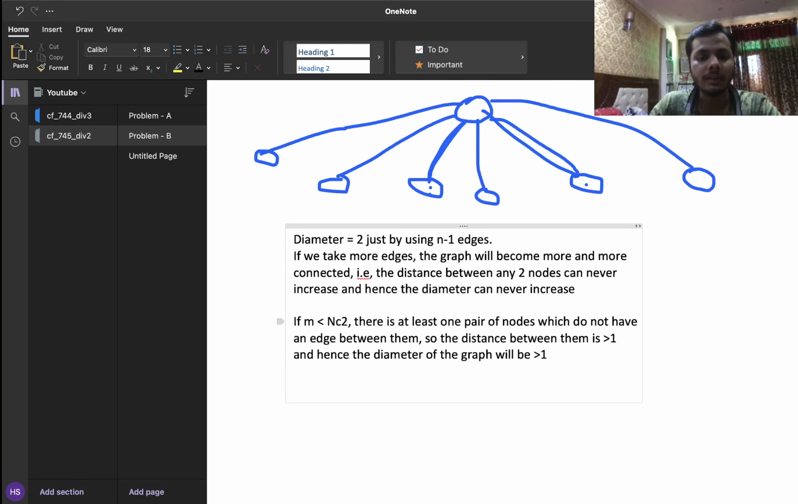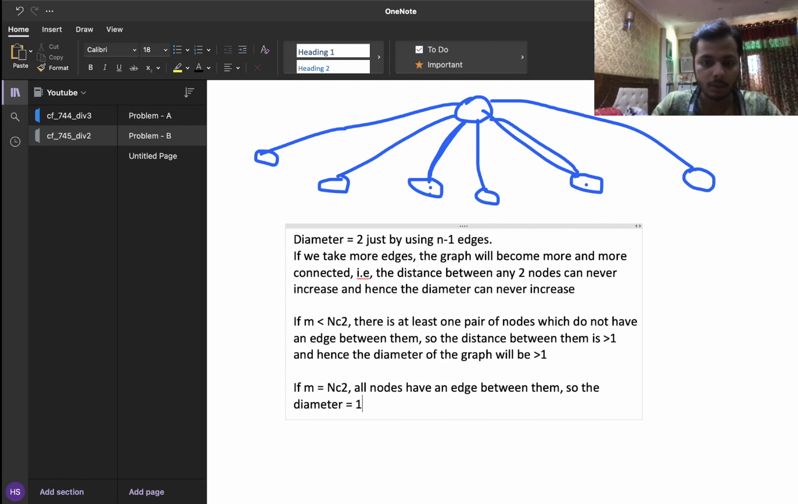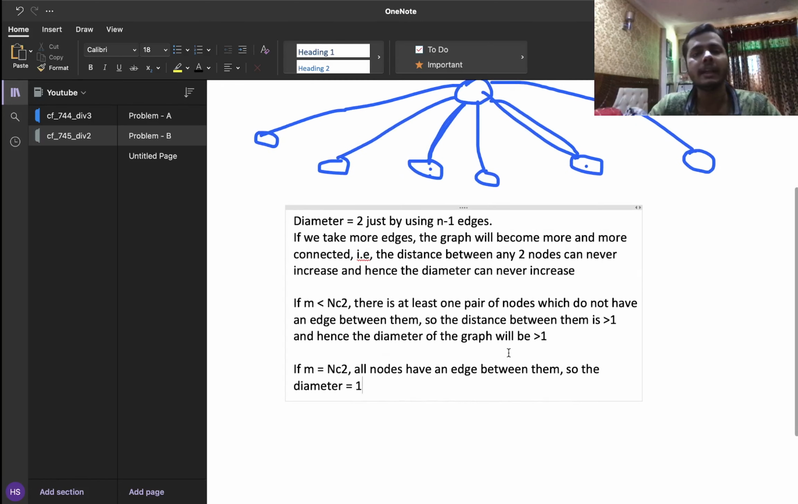Okay, now let's see what happens if m is equal to nC2, right? If m is equal to nC2, in that case all nodes have an edge between them, so the diameter is equal to 1, right? Because the distance between any two nodes is exactly 1. Why? Because all the nodes are simply connected by edges, right? So the diameter is 1.